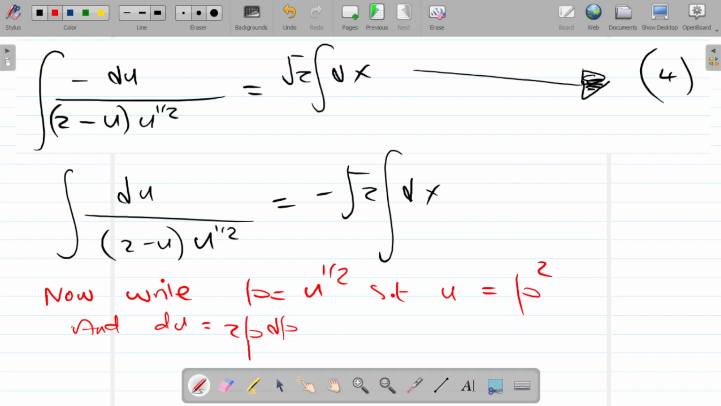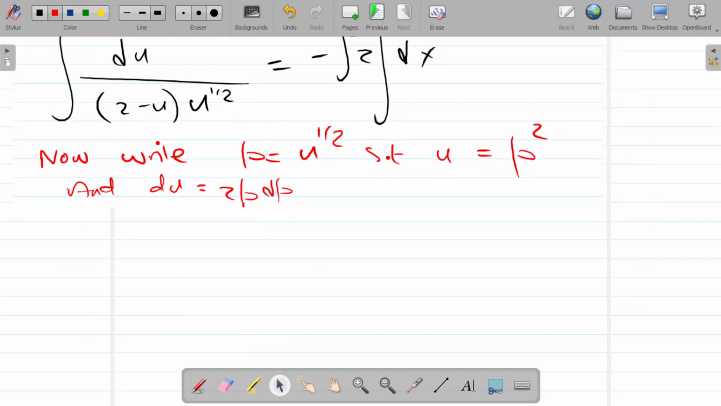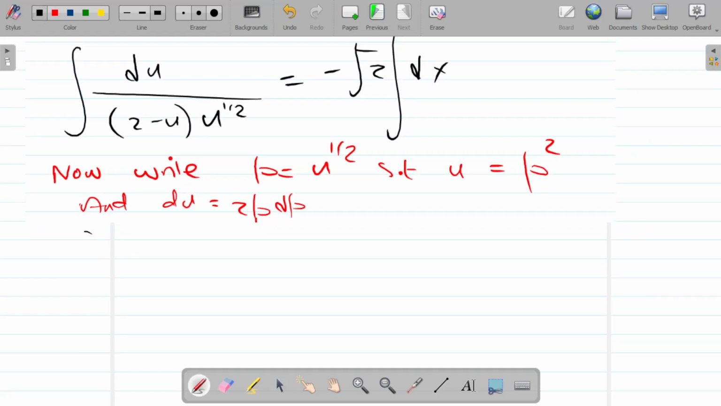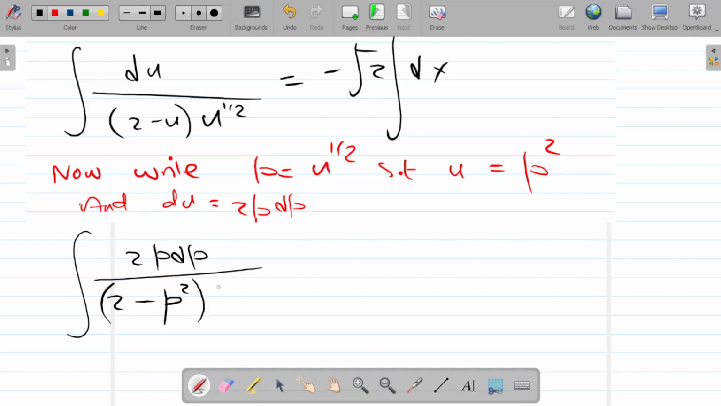Okay, so let's cut and paste all of that onto a new page. We've got du, well, du is 2p dp. So we've got 2p dp over 2 minus, well, u is p squared, so it's 2 minus p squared. And then times u to the half, and I've said u to the half is p. And that's equal to minus root 2 dx.